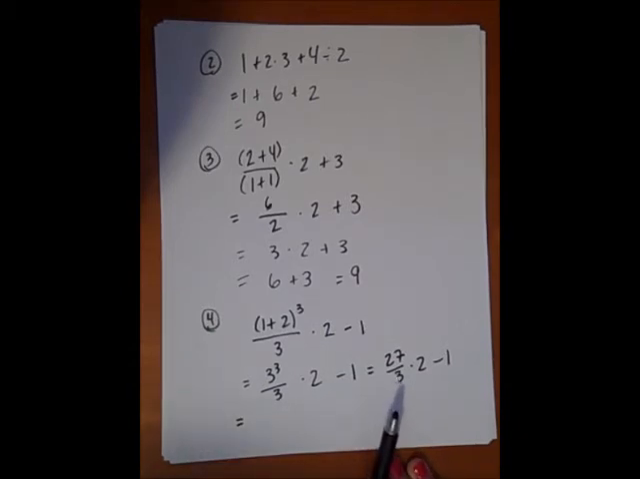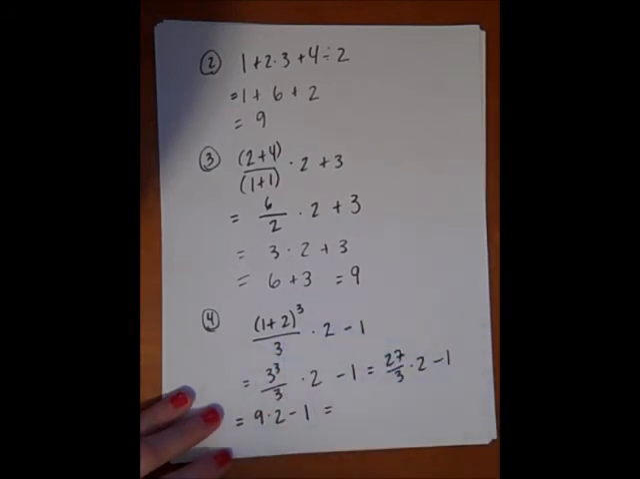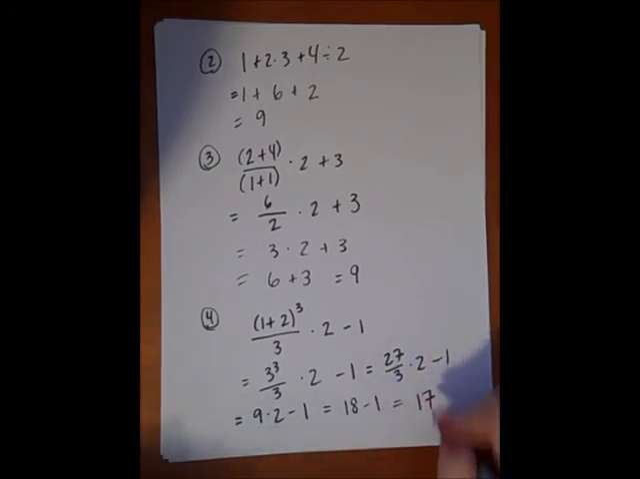Next, 27 divided by 3, because we're doing division and multiplication, so that's 9 times 2 minus 1. Multiplication, 18 minus 1, so I get 17. So if you just remember the "please excuse my dear Aunt Sally," you should be fine on how to evaluate numerical expressions.